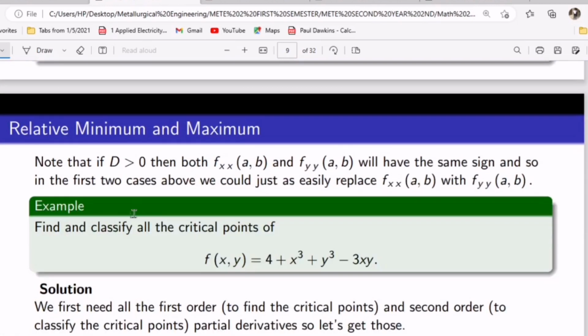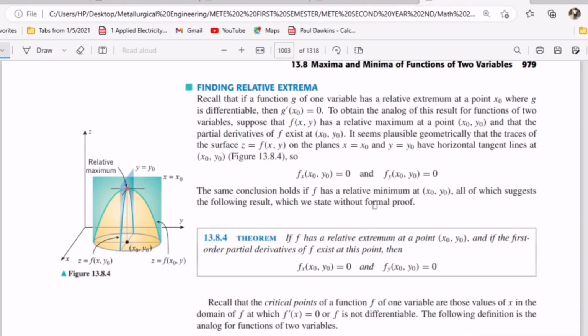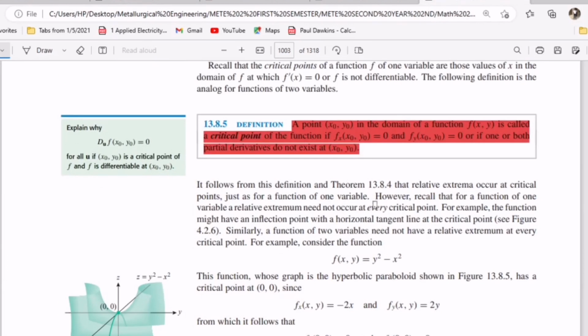So we have an example here. We are supposed to find the critical point of the function 4 plus x cubed plus y cubed minus xy. But first, what is a critical point? When we say a critical point, what does it mean? A point (x0, y0) in the domain of a function f is called a critical point of the function if the partial derivative of the function with respect to x after the substitution of the given point is equal to 0, and the partial derivative of the function with respect to y after the substitution of the point is equal to 0.